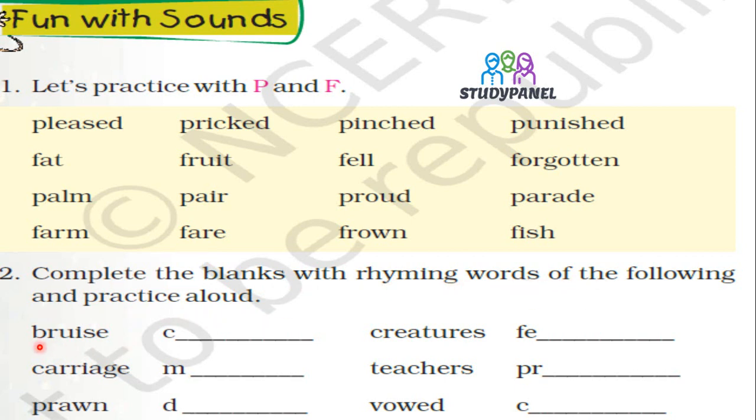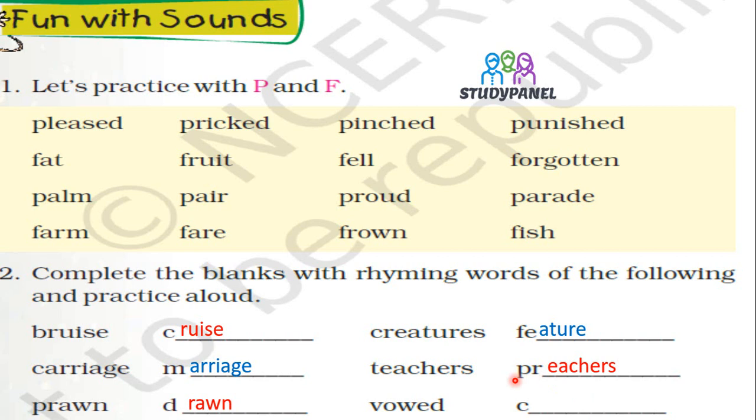And practice aloud. Now, we have to write the rhyming words for these. Bruise, cruise, then carriage, marriage, prawn, prawns, drawn, creatures, feature, teachers, preachers. Now, what is the meaning of preacher? Can anyone tell me the meaning of preacher? Yes, the meaning of preacher is one who preaches religion. The teacher who is teaching religion is known as a preacher.